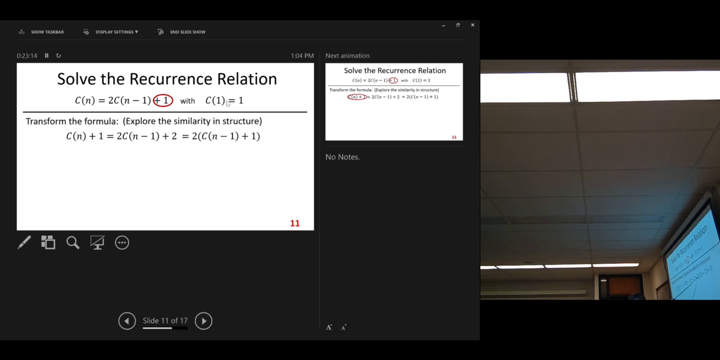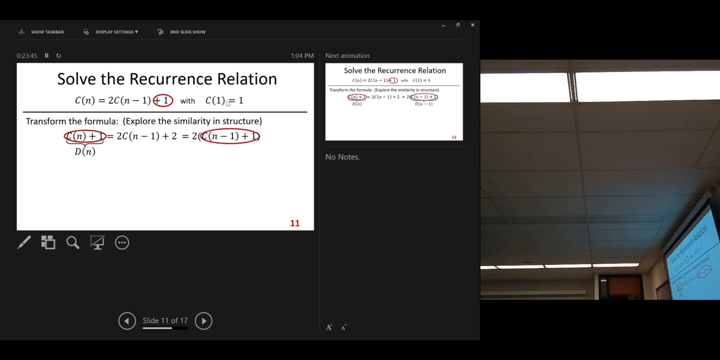Take 2 out. After you take 2 out, you see plus 1, right? Left hand side plus 1, right hand side plus 1. Are they similar? From their structure, they are similar. They have a similar structure. That's good. When they have similar structure, then we have some easy way to find a solution. So after we compare, they have similar structure.